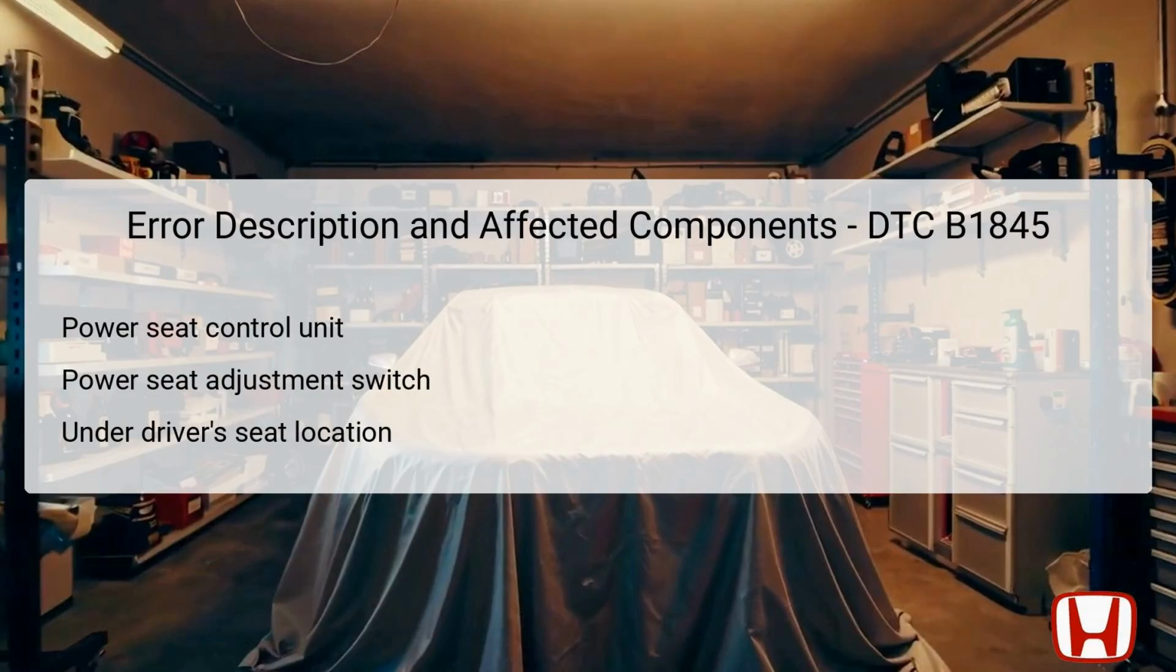The malfunction can either result from a fault within the components themselves or from a wiring issue that disrupts electrical continuity. Knowing the location of these components and their roles is essential for effective troubleshooting. Diagnostic tools like the HDS Honda Diagnostic System will aid in further interpreting the DTC and taking appropriate action.